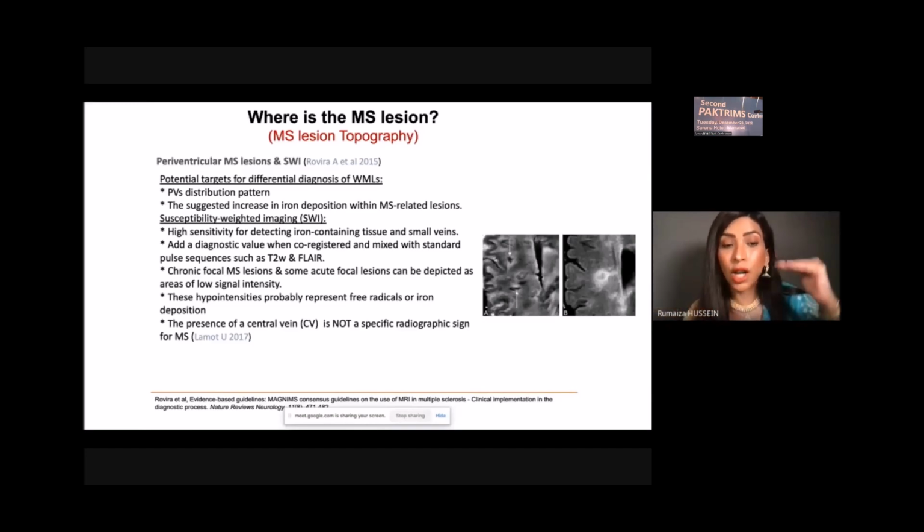And that's why the SWI, or the susceptibility weighted images, has a high sensitivity for detecting the iron-containing tissue and the small veins. And it has a diagnostic value when co-registered and mixed with the standard pulse sequences, such as the T2 weighted image and the FLAIR. Chronic focal MS lesions and some acute focal lesions can be depicted as an area of low signal intensity. These hypointensities probably represent free radicals or iron deposition, and the presence of the central vein sign is not a specific radiographic sign for MS.